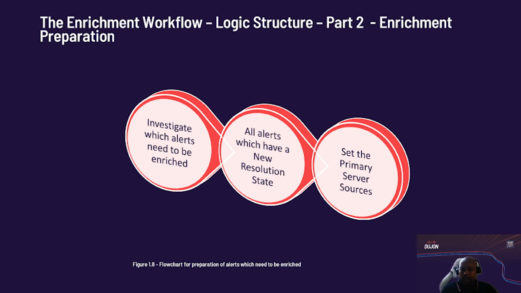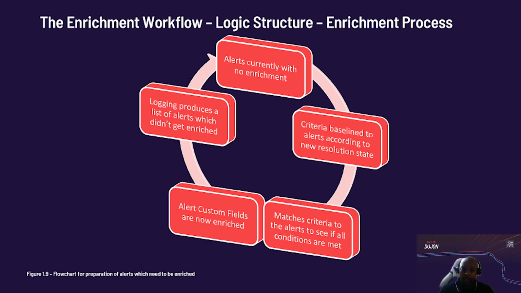And then the next part is the setting of the primary server sources. If we think back to the alert mapping process, we had custom field 10 as the primary management server source, in terms of just the management server parent, but this also looks after where the alert originated from as well. Those fields already get populated quite early on in this preparation phase. And then the next part is the overall enrichment process.